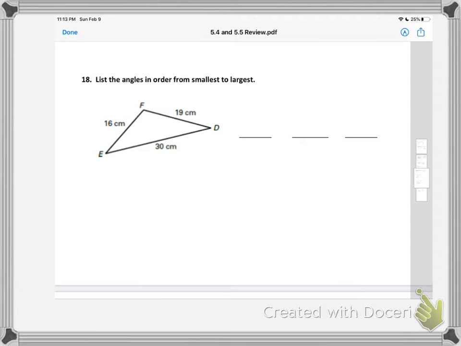Okay, so in this question, they want you to list the angles in order from smallest to largest. So look at the smallest side, and that is across from the smallest angle. So angle D is the smallest. Look at the next side, which is the 19 centimeter length, and that is across from angle E. And then the last, the 30 centimeter, is across from angle F. And those are your angles from least to greatest, or from smallest to largest.